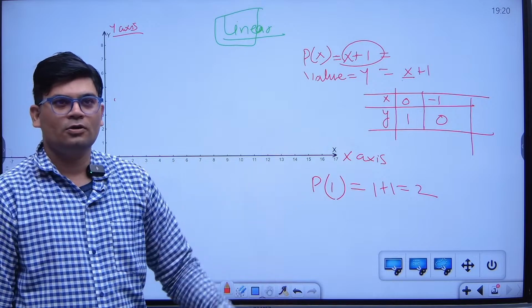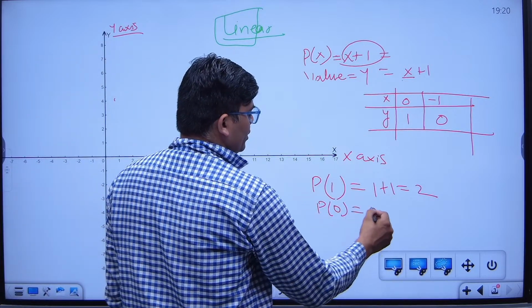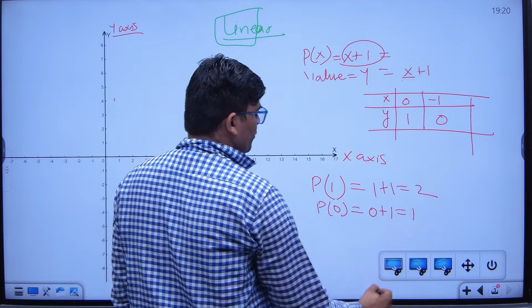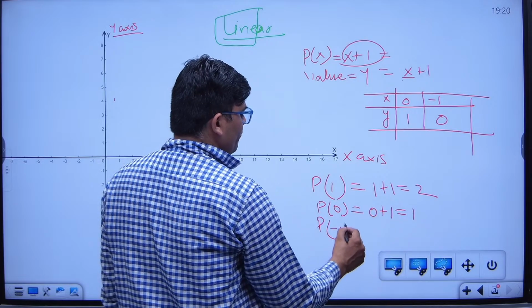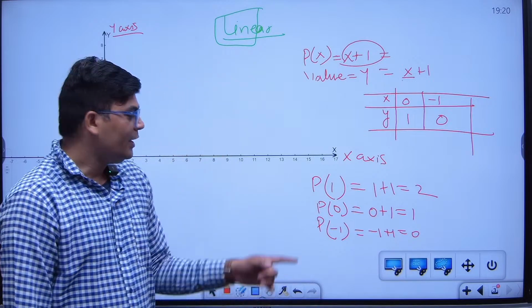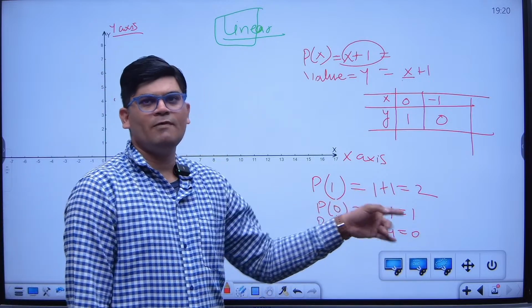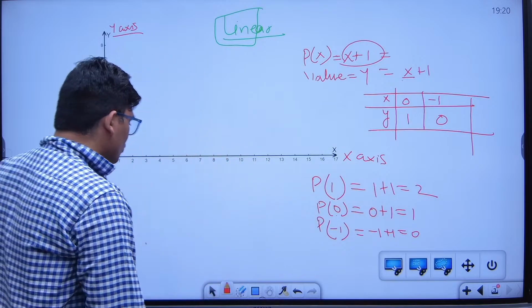P1 is 2. If I ask you what is P0, you will say the function is 0 plus 1, which is 1. If I ask you what is P of minus 1, you will say minus 1 plus 1, which is 0. So at x is equal to 0, the value is 1. At x is equal to minus 1, the value is 0. So I am marking those points here.